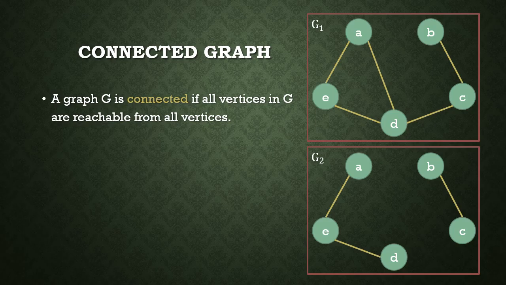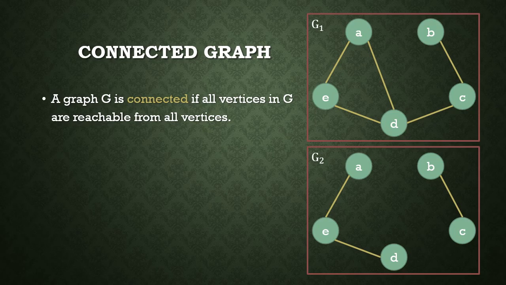If you are at B, then A, E and D are unreachable, but C is reachable. So since a few nodes are not reachable when you are at A, this means that in the graph G2, all nodes are not reachable from A. So this means that in the graph G2, all nodes are not reachable from all nodes. So I can conclude that G2 is not a connected graph, or it is a disconnected graph.